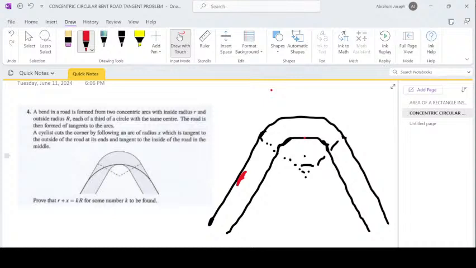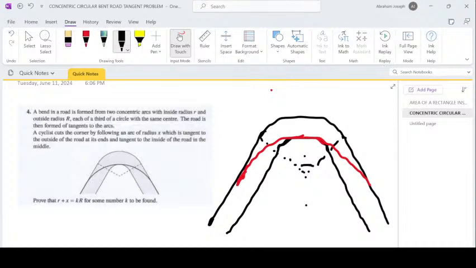The inside of the road is this part, right? Which means the circle goes like this, as you can see in the way they draw it in the figure. So it goes somehow like this. This circle will also have its own center. So let's say the center of that circle is somewhere here.